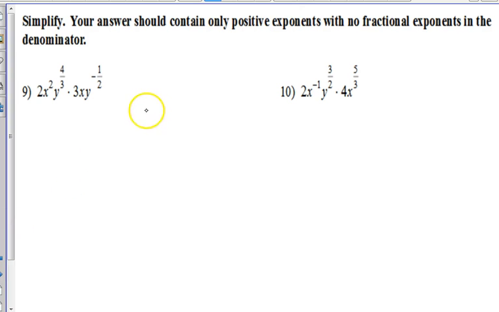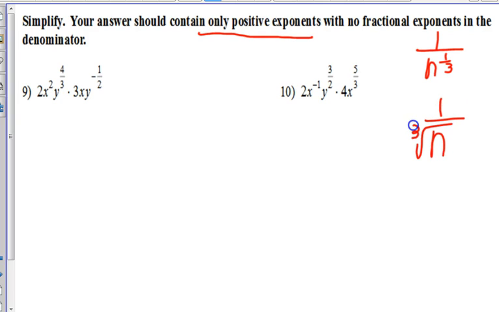All right, number 9. These directions say that you can leave things with fractional exponents as long as they're not in the denominator. It says your answer should contain only positive exponents with no fractional exponents in the denominator. What they're saying, guys, if you have this, that's really 1 over the cubed root of n, which is not okay, right? Can't have radicals in the denominator. Now, yeah, I'm with you. Why is that even a rule? I agree. But can we talk about this one real quick?